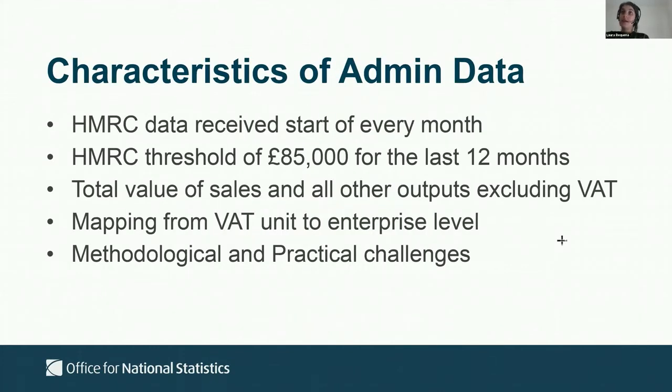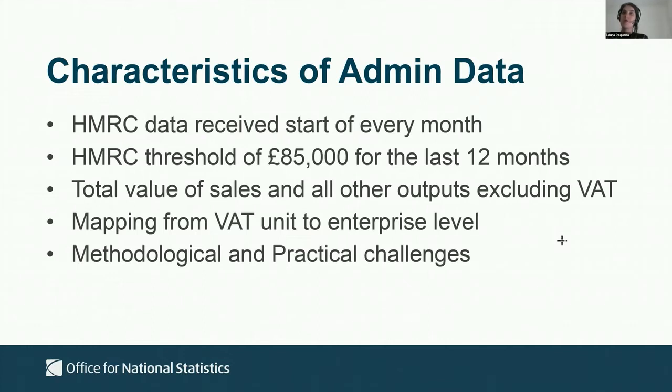Okay, so the characteristics of the administrative data that we use is that we receive that data at the start of every month. So on the second working day of every month, we receive data from HMRC. That data set contains millions of records, and we have all of the businesses that are registered to pay VAT, and the threshold is they have to comply with the threshold of £85,000 for the last 12 months. So that data set contains several variables, and the one that we use is the total value of sales and all other outputs excluding VAT.